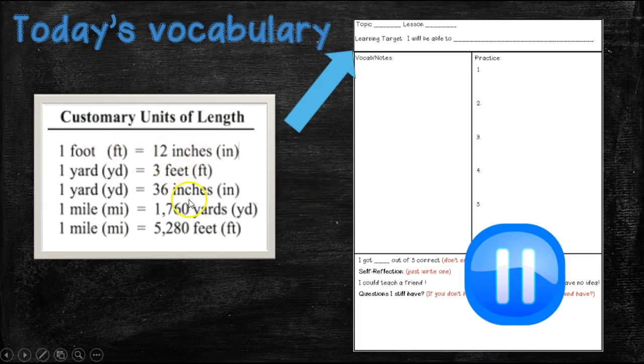1 foot equals 12 inches. 1 yard equals 3 feet. 1 yard equals 36 inches. 1 mile equals 1,760 yards. And 1 mile equals 5,280 feet. After you have all of those written in under your vocabulary section, then you can unpause the video and come back.